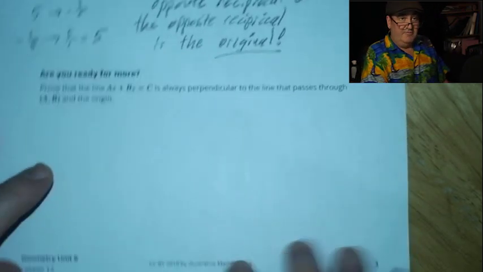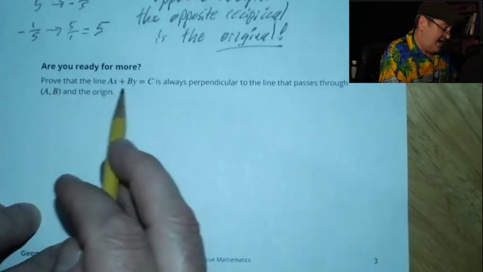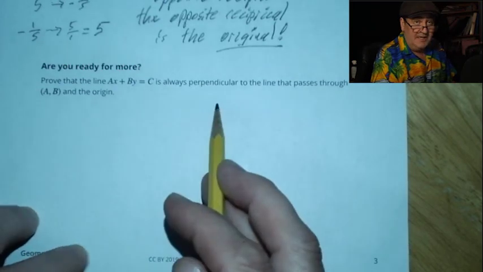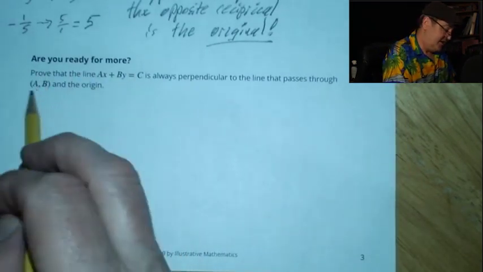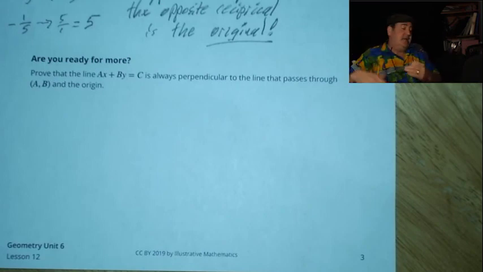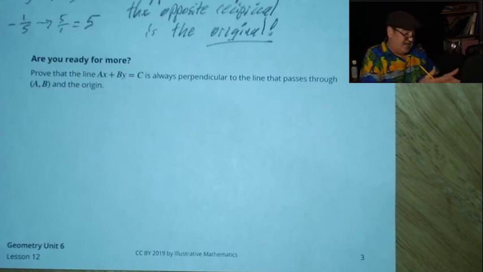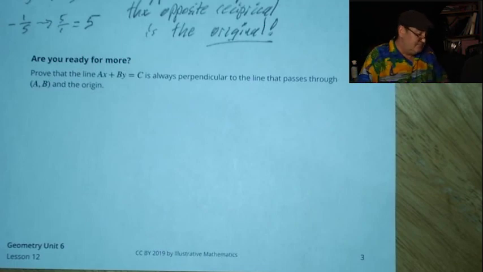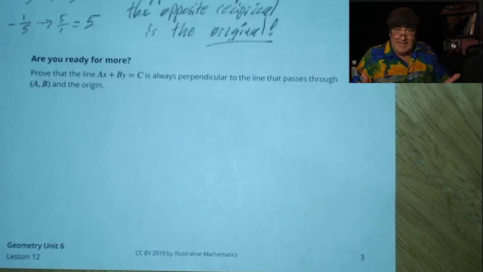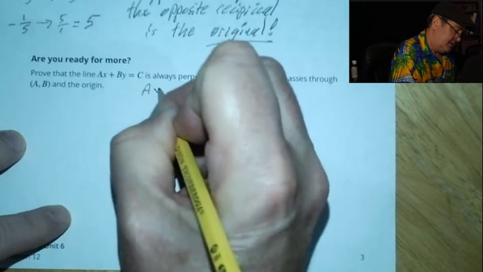All right, are you ready for more? I believe we are, and we will prove it right here. Prove that the line Ax plus By equals C is always perpendicular to the line that passes through (A, B) and the origin. All right, so don't give us any specific numbers. These are variables for A and B, so it could be any line, and the other one that passes through (A, B) and the origin, that could be any line, but together they have to be the same A and the same B, and C can vary. So let's see, what would the slope be of these two lines? That's how we'll have to prove that. So Ax plus By equals C. We're going to take that, write it down here.